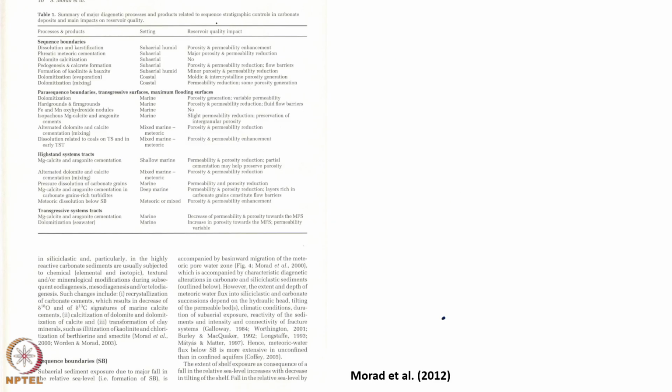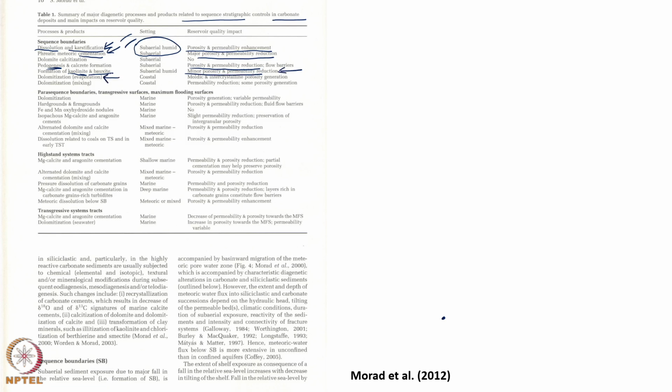The diagenetic processes related to sequence stratigraphy in case of carbonate deposits can now be looked at. Whenever there is dissolution and karstification, that means karst terrain forms, there will be enhancement of porosity and permeability. And as usual, whenever there is a cementation, there will be reduction of porosity and permeability. Both these processes take place in subaerial condition. Pedogenesis or soil formation reduces porosity and permeability. Genesis of kaolinite and bauxite: kaolinite is a clay mineral. Kaolinite and bauxite, when they are formed, can reduce the porosity and permeability a little bit.